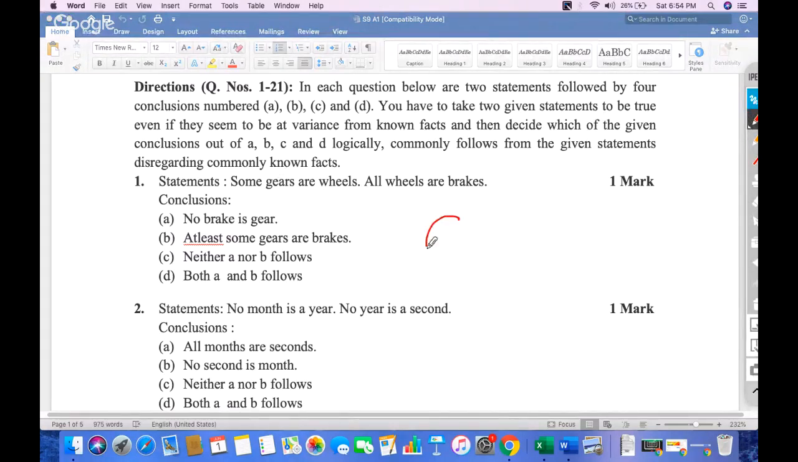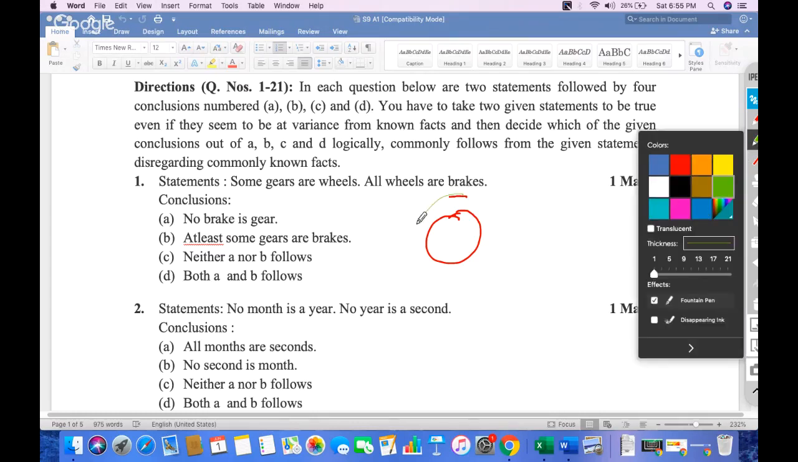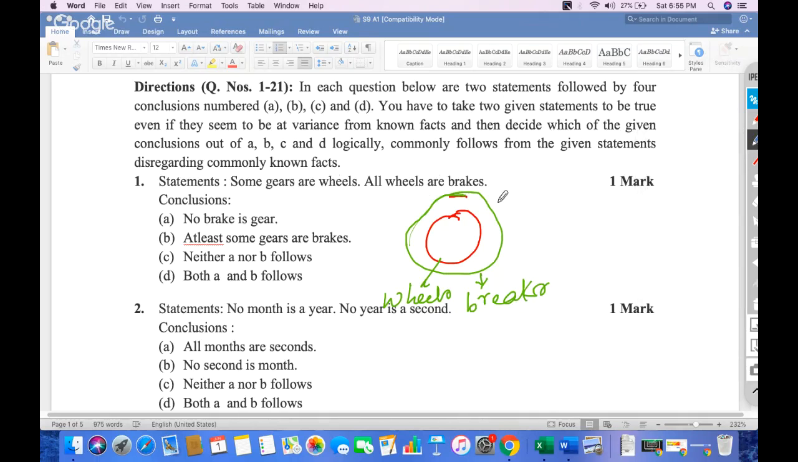Some gears are wheels, and all wheels are brakes. All wheels are brakes means, okay, let me draw it with a different color. Something like this. So all wheels are brakes. So these are brakes and these are wheels. And I have a third option, some gears are wheels. So I will draw like this.